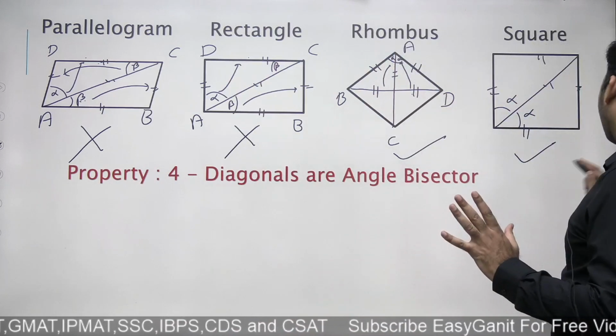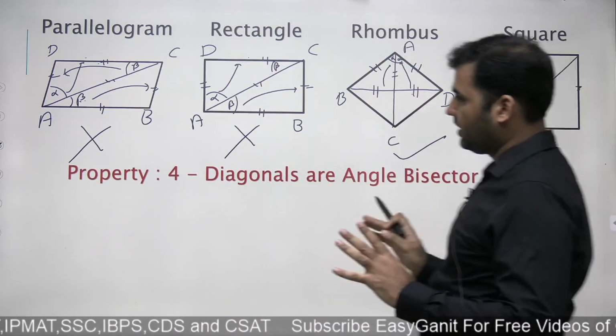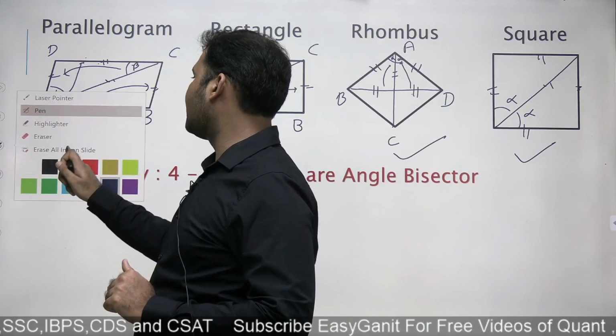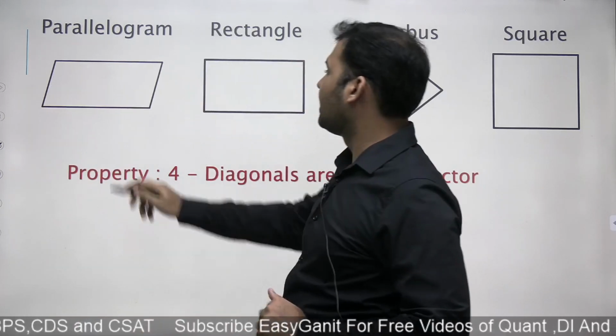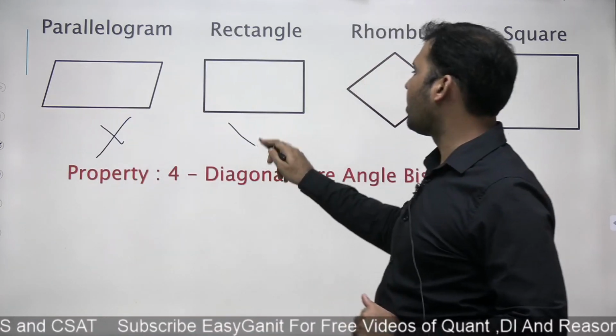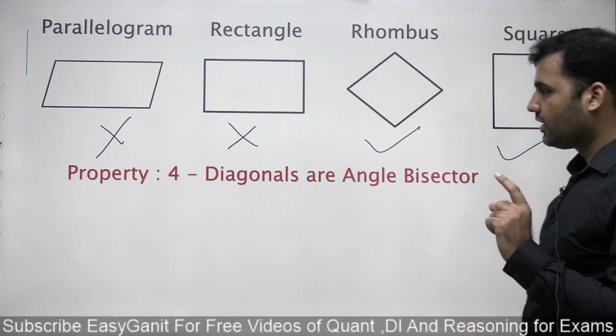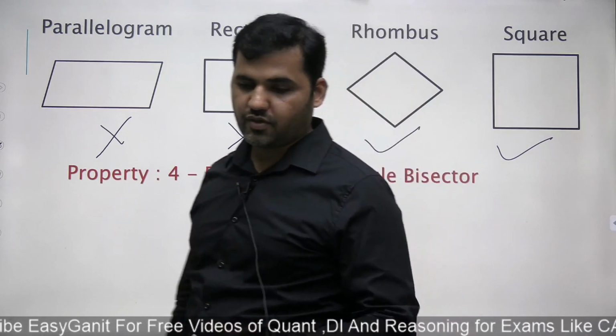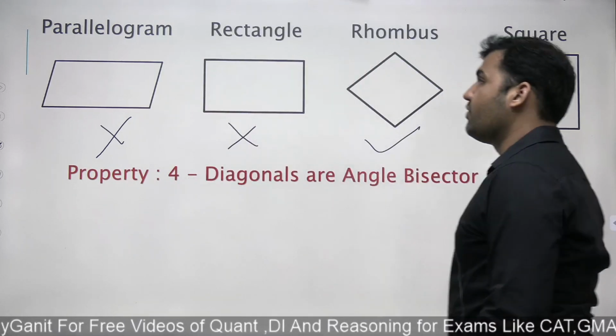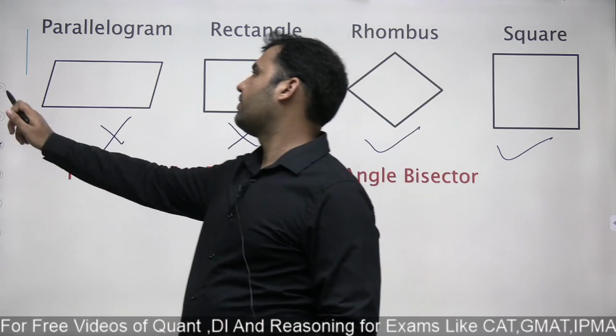So if I remove this and write it again, diagonals are angle bisector: not for parallelogram, not for rectangle, yes for rhombus, yes for square, right? 4 properties for each of the 4 quadrilaterals, right? Moving on to the property number 5.